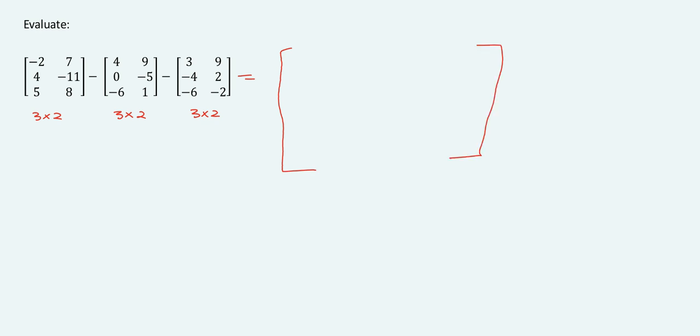So let's look at, we have minus 2, minus 4, minus 3, 7, minus 9, minus 9. Then we have 4 minus 0, minus 4, minus 11, minus 5, minus 2, 5 minus 6, minus 6, 8 minus 1, minus 2.